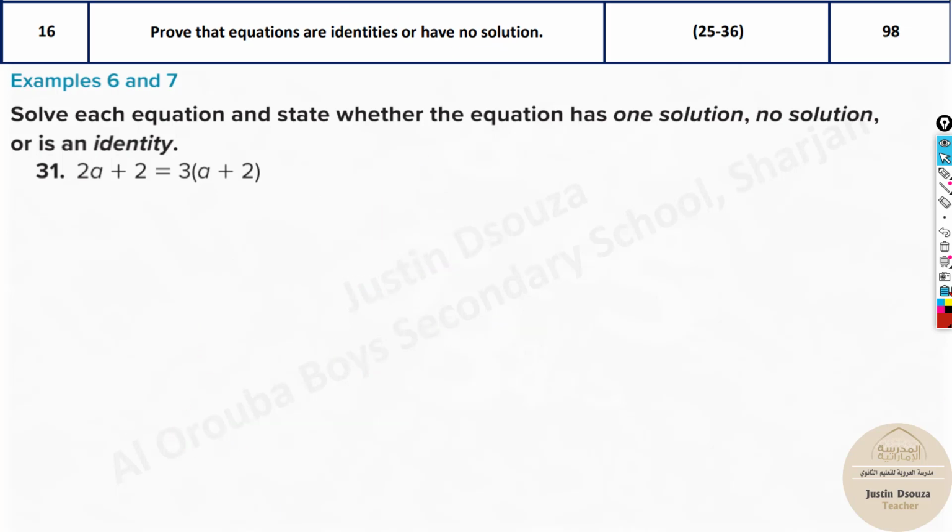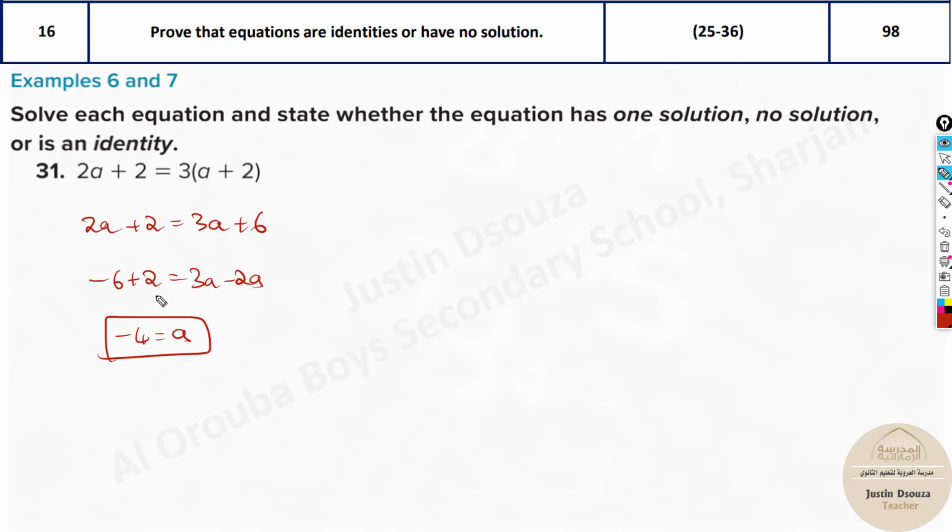Let's solve this one quickly. It is 2a plus 2 equals 3a plus 6. Now, 3 is a bigger coefficient than 2, so 3 remains. 2 moves to the other side and 6 to the other side. It will be minus 6 plus 2 equals 3a minus 2a. Now, when we solve it, you'll get minus 4 equals a.